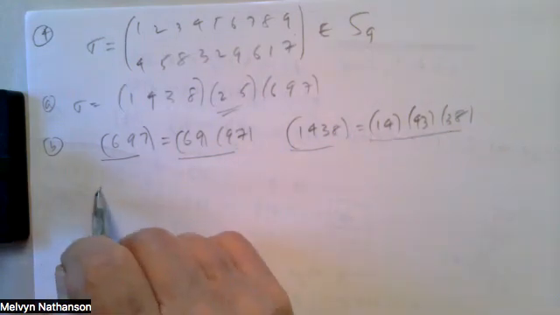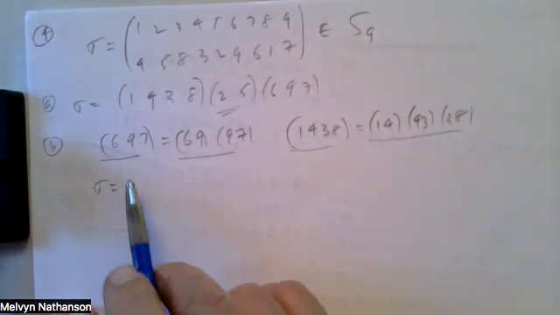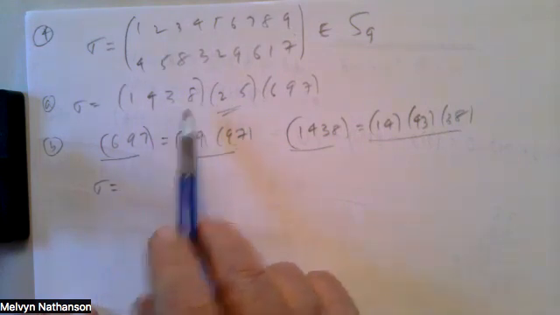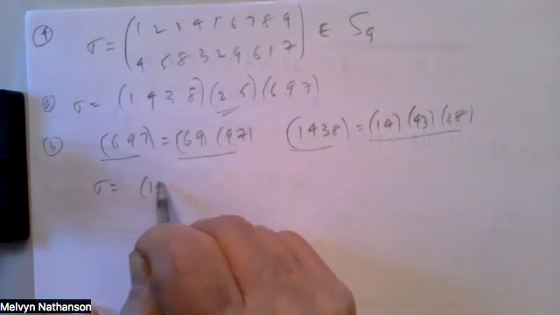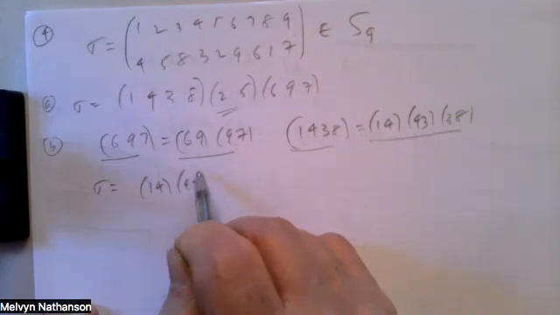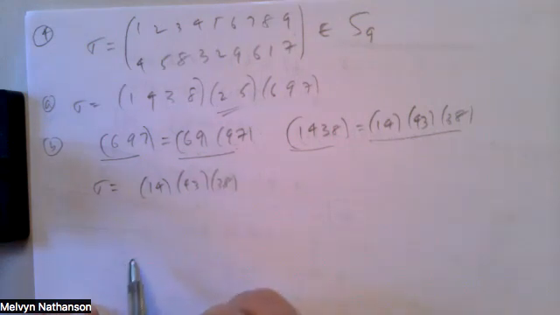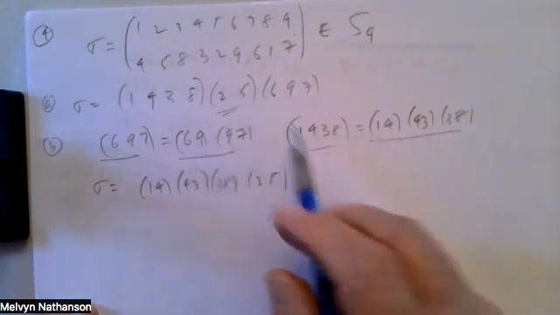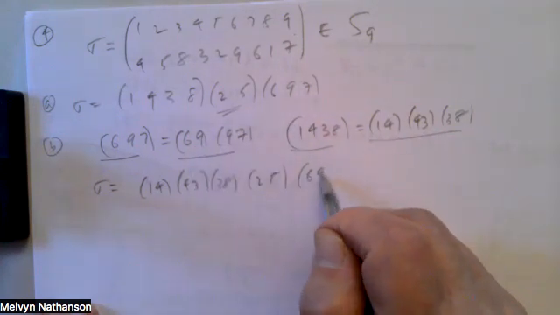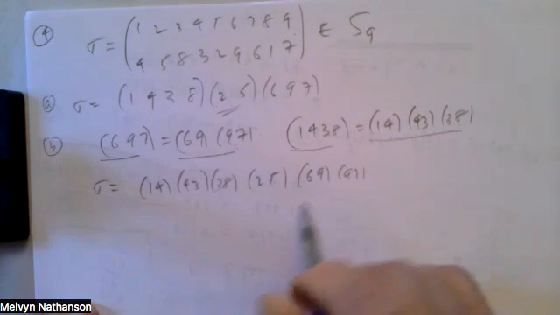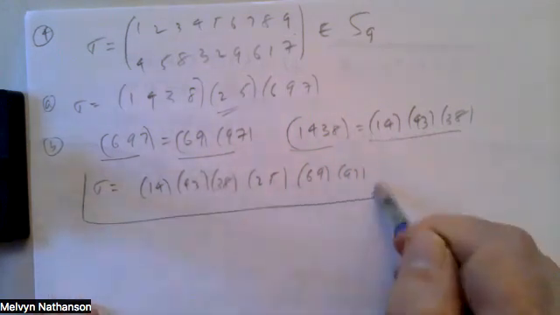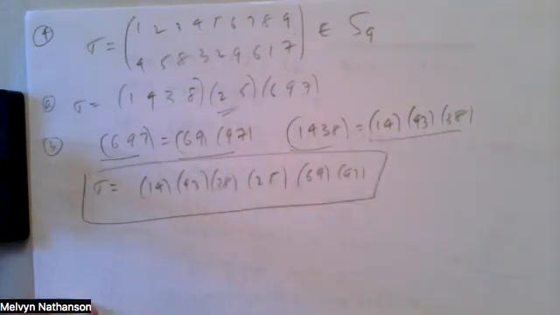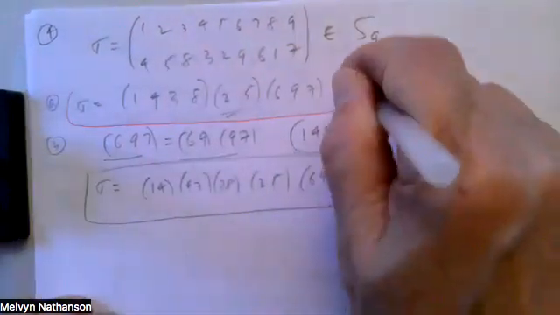So sigma is a product of (1 4)(4 3)(3 8), times the transposition (2 5), times (6 9)(9 7). So that's the solution to part B.